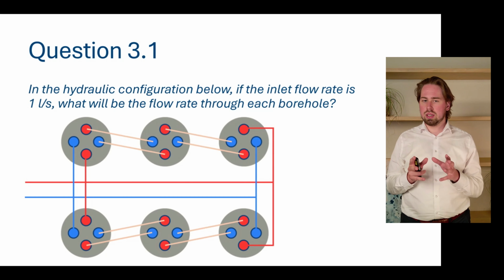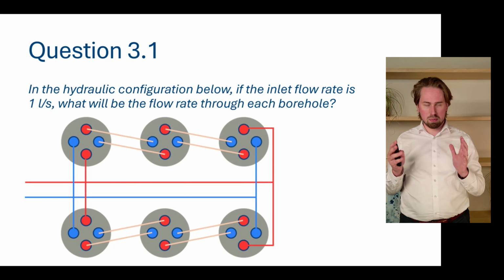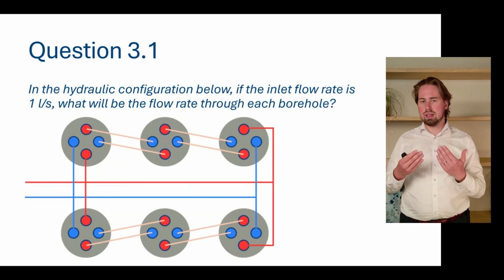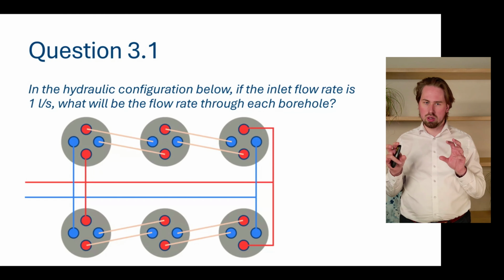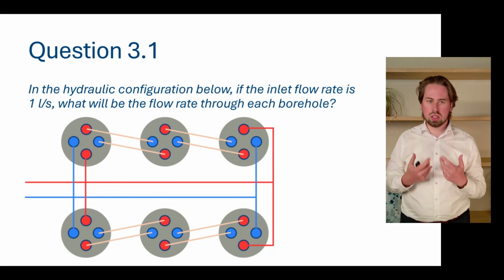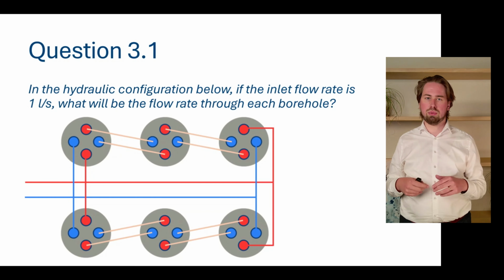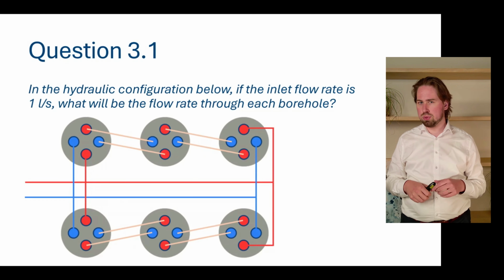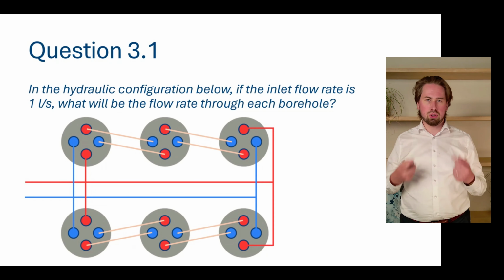And what we did here is we have a group of 6 boreholes, hydraulically connected. And you can see that we have basically 2 groups here. And we have 2 groups of 3 boreholes connected in series. And these 2 groups are connected in Tickelmann. And the question is, if we have a flow rate of 1 liter per second coming in from the left, what will be the flow rate through each borehole?